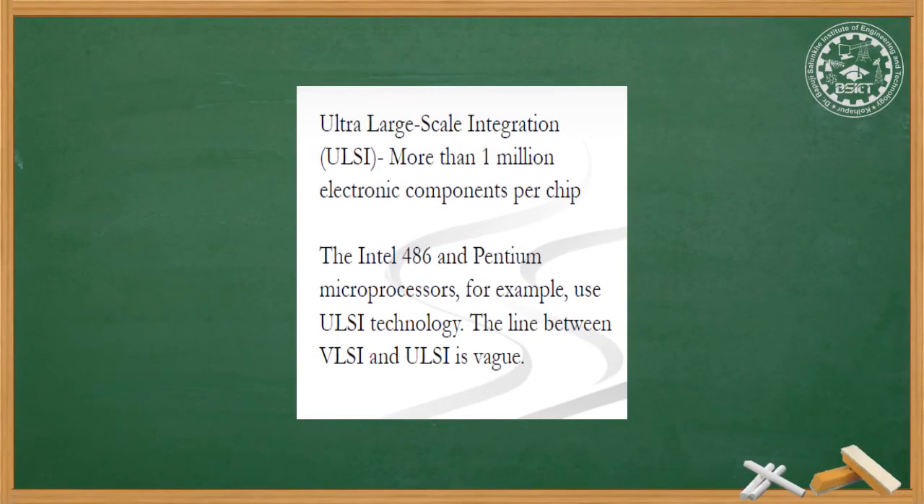In ultra large scale integration, more than 1 million, means more than 10 lakh electronic components per chip are included. Examples are Intel 486 processors and Pentium microprocessors, which are used in personal computers. They use ULSI technology. The line between VLSI and ULSI is vague. That means there is not much difference between these two.